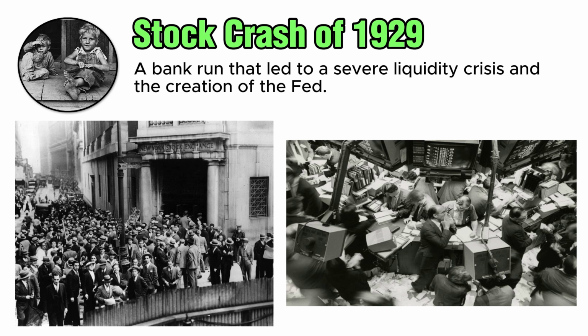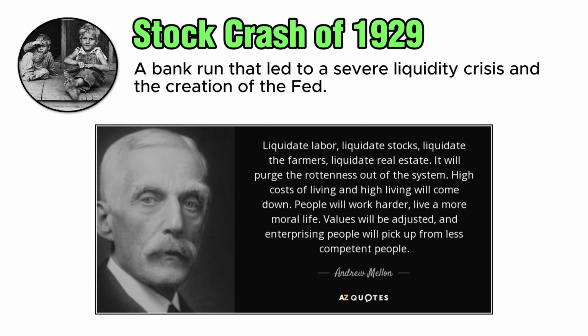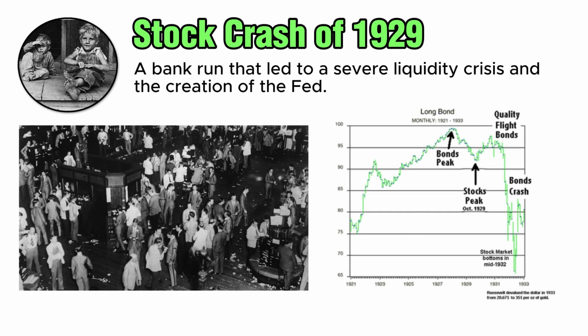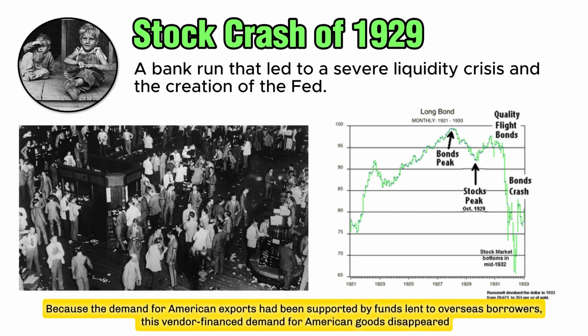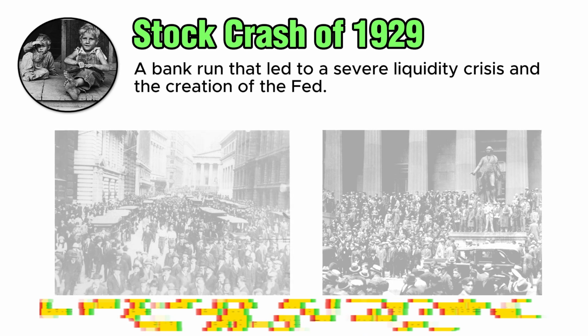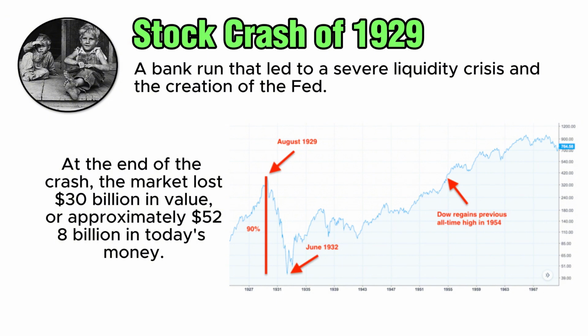The Federal Reserve hesitated to address the initial crash and prevent the wave of bank failures that paralyzed the financial system. As Treasury Secretary Andrew Mellon told President Herbert Hoover, "Liquidate labor, liquidate stocks, liquidate the farmers, liquidate real estate, it'll purge the rottenness out of the system." The crash was exacerbated by the collapse of foreign bonds. Because the demand for American exports had been supported by funds lent to overseas borrowers, this vendor-financed demand for American goods disappeared. At the end of the crash, the market lost $30 billion in value, or approximately $528 billion in today's money.